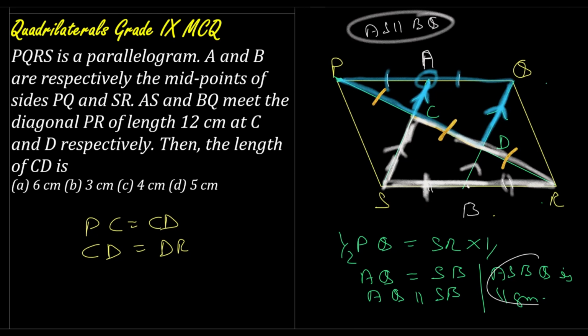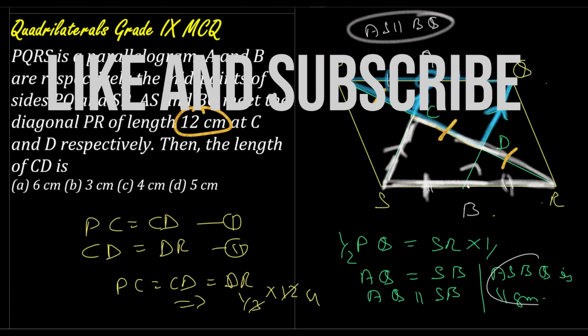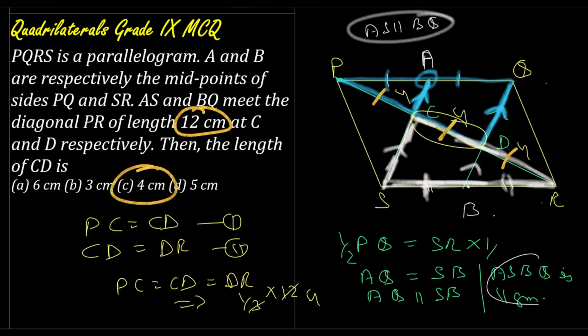So it's being trisected. And the length of PR is mentioned as 12 centimeters. So each will be one third. From these two equations, you may write down that PC is equal to CD is equal to DR. That implies each will be one third of the whole length, and the whole length is 12. That implies it should be 4. So this will be 4, this will be 4, and this will be 4. We just had to get this length, and we'll say 4. That is, C is the correct option in this case.